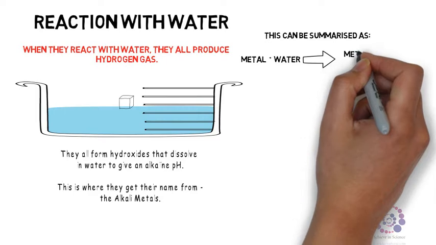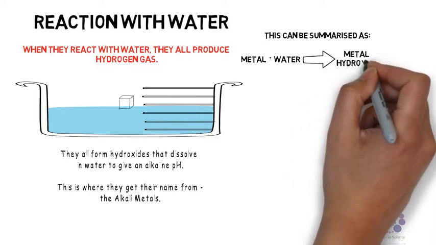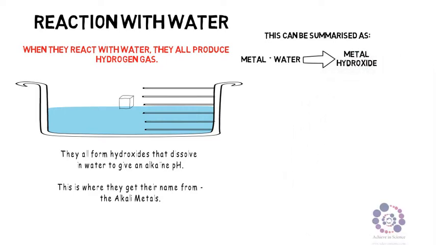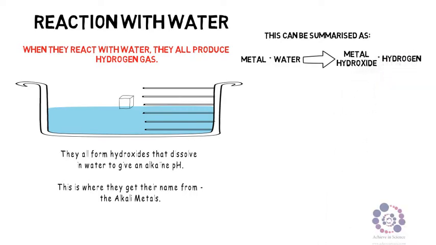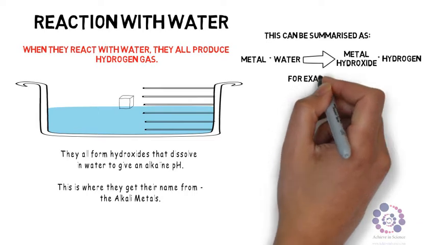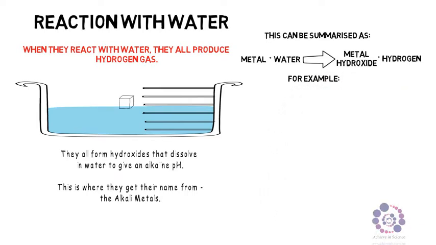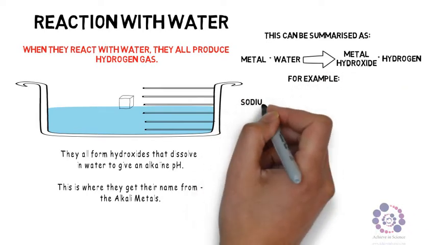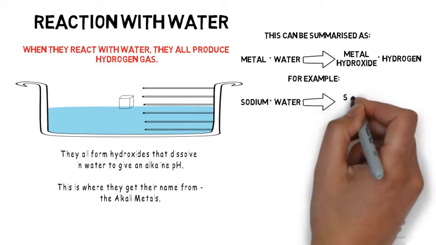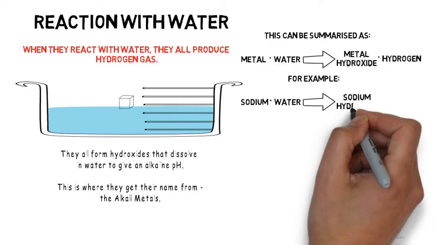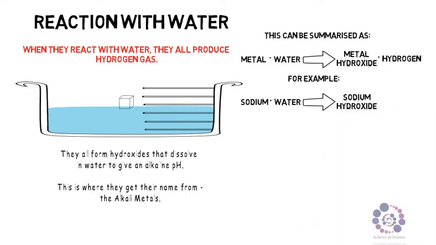We can then use this summary to produce our own individual equations. So for example, sodium plus water. Well, what would be produced if sodium reacted with water? We would form a metal hydroxide, and in this case the metal hydroxide would be called sodium hydroxide, and we would produce hydrogen gas.